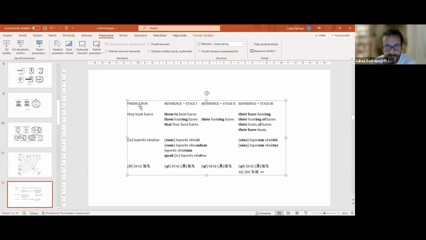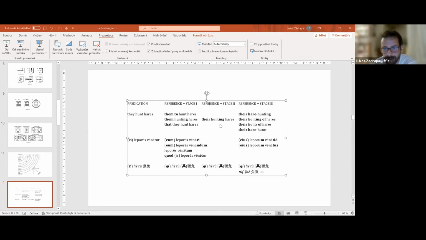these different degrees of nominalization, you can see it is this balanced expression, they hunt hares or they are hunting hares. Then we have two stages of nominalization for English, and then the last one, which is really the heaviest one, I would say. Here we have the infinitives or gerunds, or relative sentences and so on.